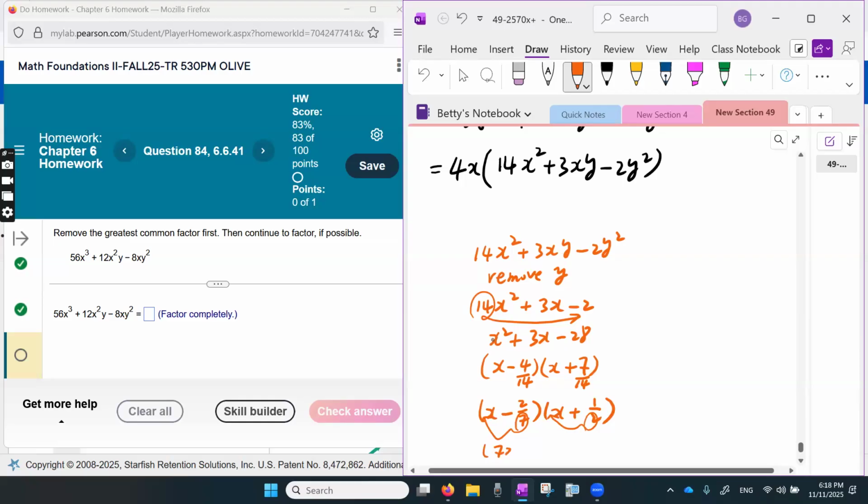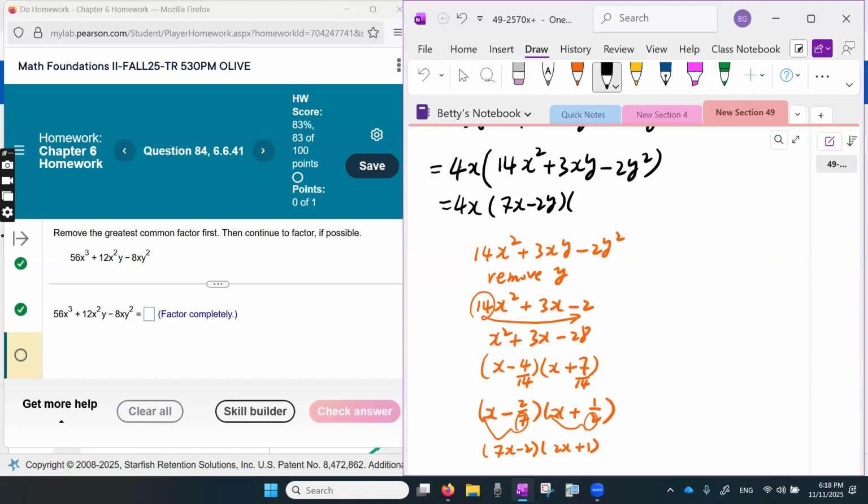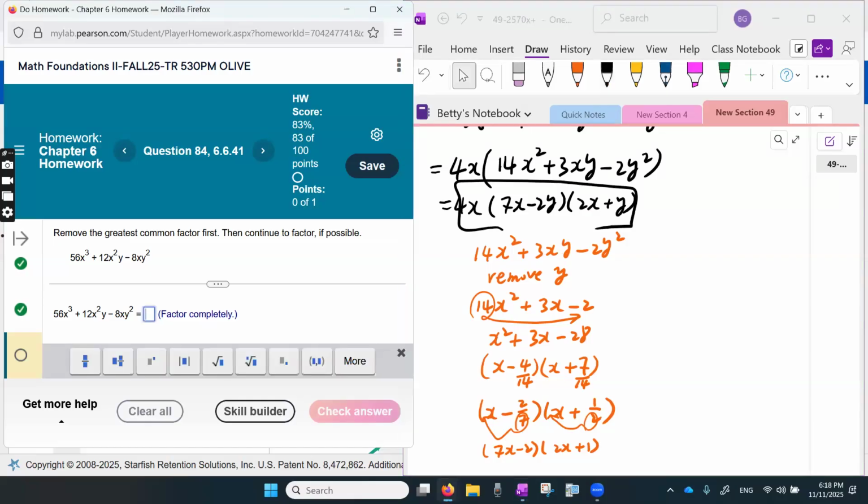So that's 7x minus 2, 2x plus 1. Do not forget to bring y back, right? Bring y back: 7x minus 2y, 2x plus y. And that's the final answer, okay? 4x times parentheses. Inside the first parentheses, we have 7x minus 2y.